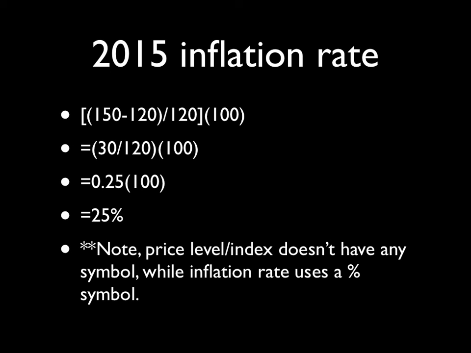Alright, so 2015's inflation rate, we do again, like it said, price level year 2 minus price level of year 1. So 150 minus 120, and then we put that over the price level of year 1 times 100. So that comes out to 30 over 120, which is 1/4 or 0.25 times 100, which equals 25%. So our inflation rate in 2015 was 25%. So again, remember, base year doesn't matter. You're not going all the way back to the first year. You're going back one single year. So again, this is just reiterating. You use the percent symbol here for inflation rate because it's a percentage change. Price index, no symbol.